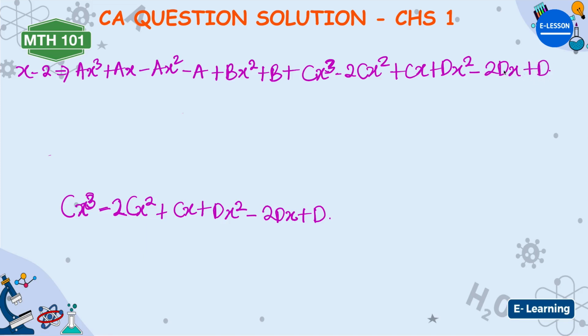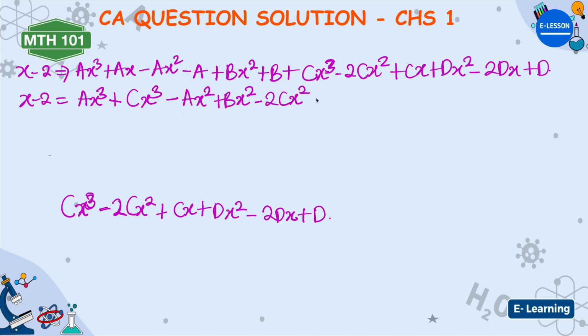Now, at this point in time, you are not going to rearrange them. We are not even half done with this question. So x minus 2 will be equals to, when we rearrange, let all the ones that have cube come together. So this one will give us AS cube plus, there's another one that has cube here, which is this. So we have plus CS cube. Let the one that have S square come together. So we have AS square plus BS square minus 2CS squared plus DS squared. Are you getting it now?